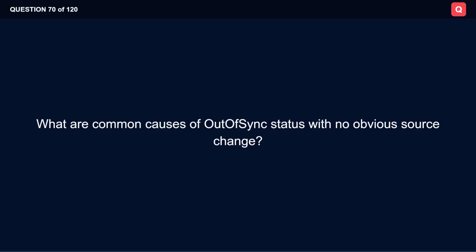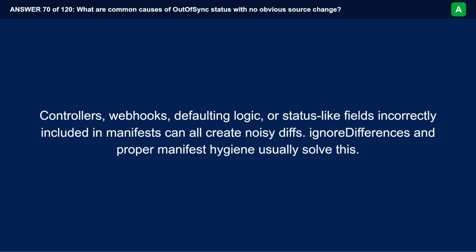What are common causes of out-of-sync status with no obvious source change? Controllers, webhooks, defaulting logic, or status-like fields incorrectly included in manifests can all create noisy diffs. Ignore differences and proper manifest hygiene usually solve this.